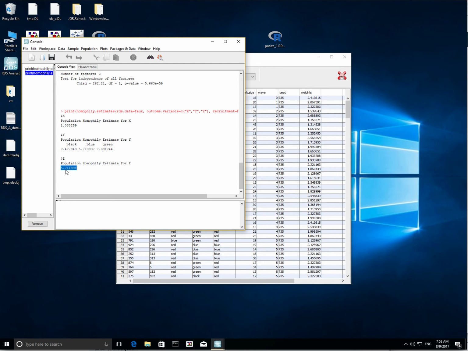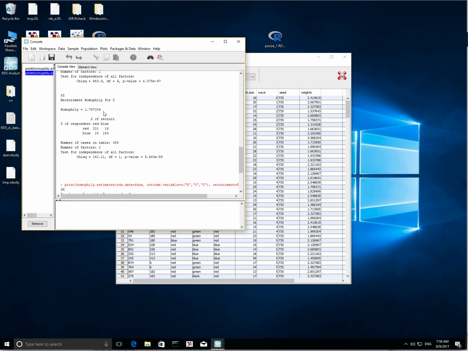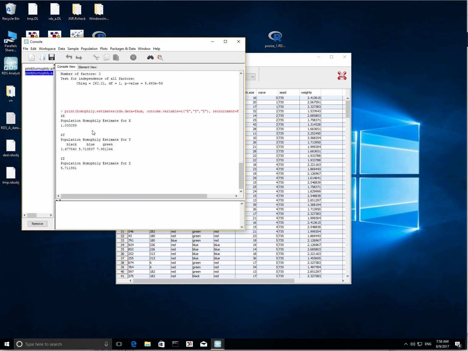For Z, the like-to-like recruitment is 5.7, so actually quite a bit higher when we attempt to do a population estimate compared to what we see in the sample after adjusting for the RDS recruitment process. And so this is how to take a look at population homophily in your data set. And this is an important component of understanding what the properties are going to be for your frequency estimates. Because if you have a high homophily, you're likely going to have very high design effects in your frequency estimates, and you're not going to be able to get a really good handle on it.